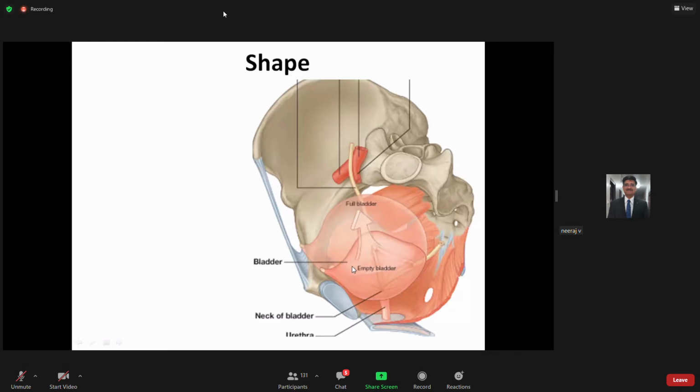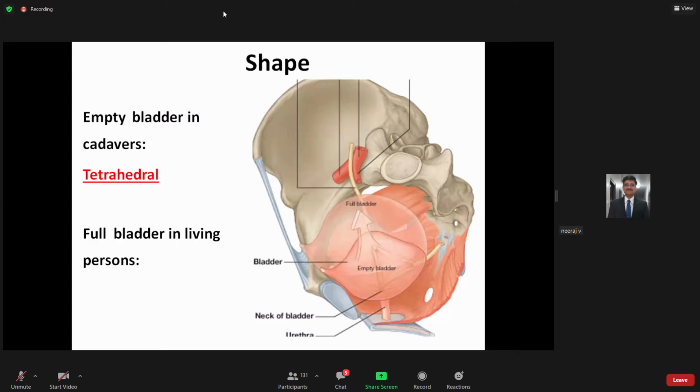So shape is not a fixed shape structure just like your stomach. Depend कि किस तरह से कितना यूरिन इसके अंदर शेप को चेंज करता है. So basically empty bladder in case of cadavers or an adult human is tetrahedral in shape, while full bladder in a living person is basically ovoid in shape. Oval हो जाता है क्योंकि भरता जा रहा है थैली से और कुछ नहीं है, right?